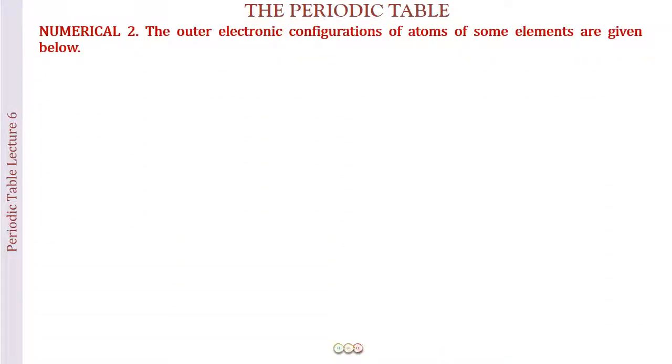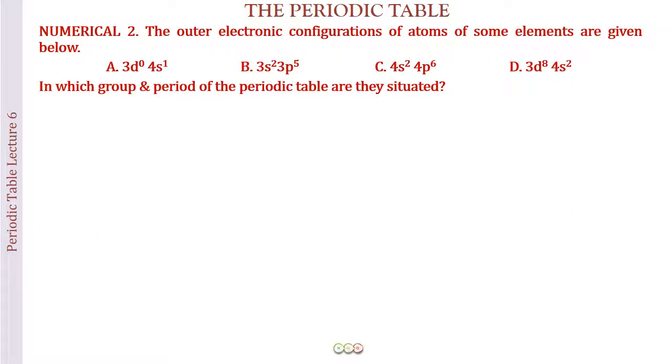The second question I have for you is that the outer electronic configurations of atoms of some elements are given below, and we have to tell in which group and period of the periodic table they are situated. Having done that discussion, I think this is going to be very simple for you.